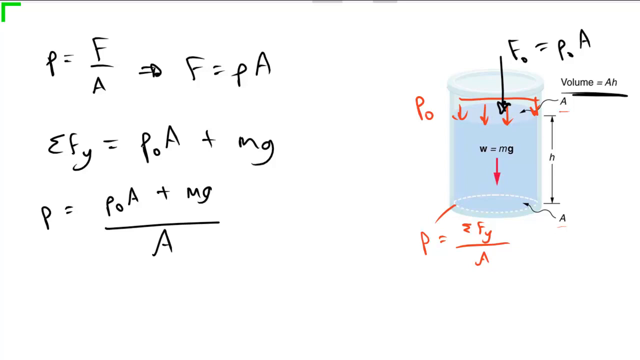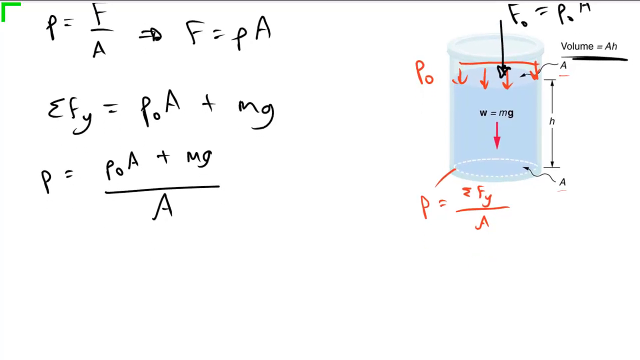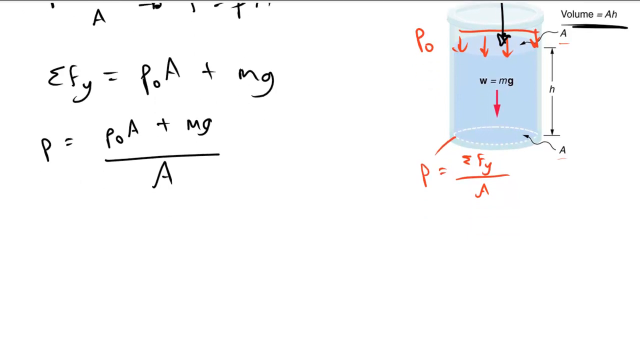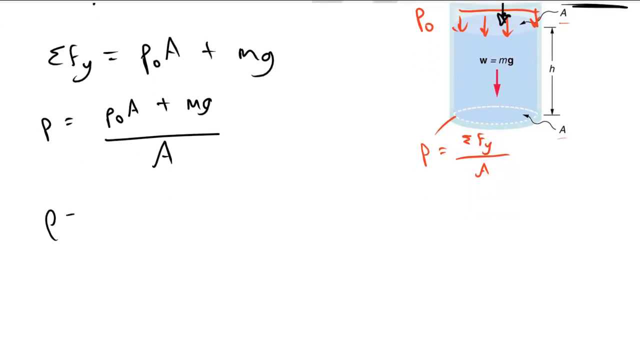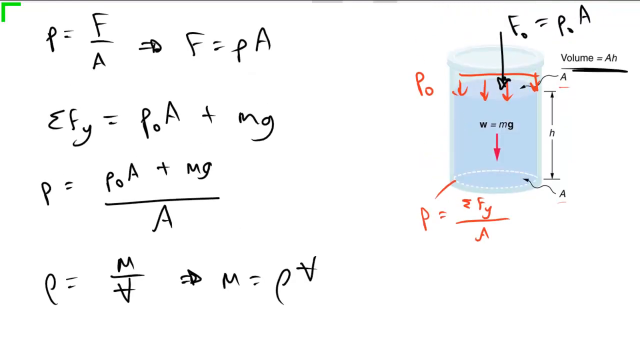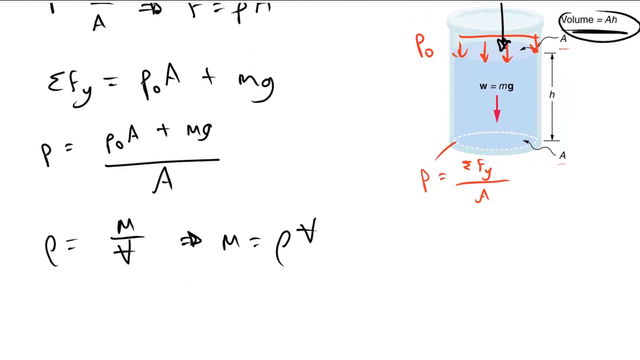Now the mass of this, if you remember back to the definition of density, the density of the liquid is the mass of the liquid divided by the volume of the liquid. So this means that the mass of the liquid is going to be the density times the volume. And also remember that our volume was the area times the height. So the mass of this is the density times the area times the height.